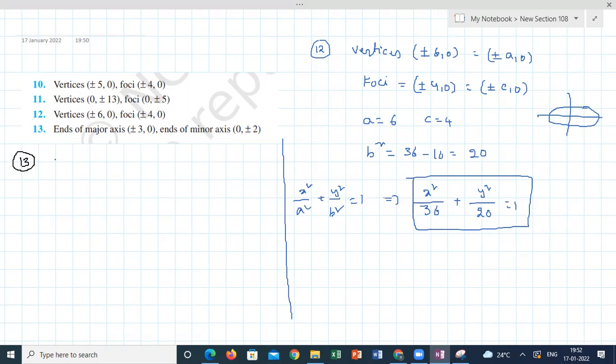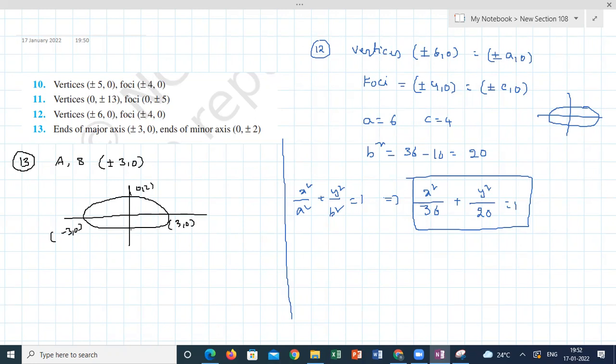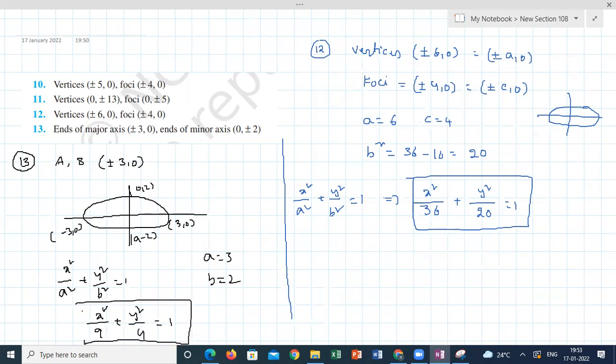They gave the ends of the major axis, the vertices, that is plus or minus 3, 0. Suppose I am taking the ends of the major axis on the x-axis, this is minus 3, 0, 3, 0, 0, 2, 0, minus 2. It clearly says x square by a square plus y square by b square is equal to 1, where a is equal to 3, b is equal to 2. So x square by 9 plus y square by 4 is equal to 1 is the equation of the ellipse. This is very simple compared to the previous one.